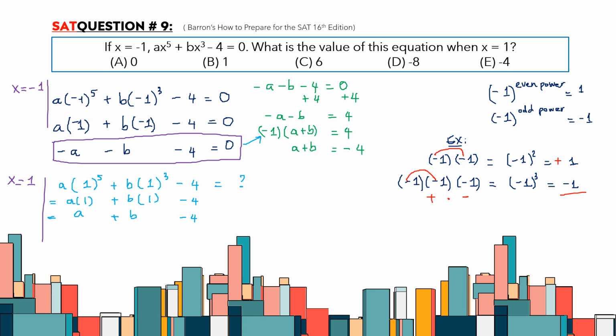So in this step, I multiply both sides by negative 1. Okay, now I have a plus b is negative 4. So I plug it in here. A plus b is negative 4, minus 4. So that will give me negative 8. So D should be the answer.